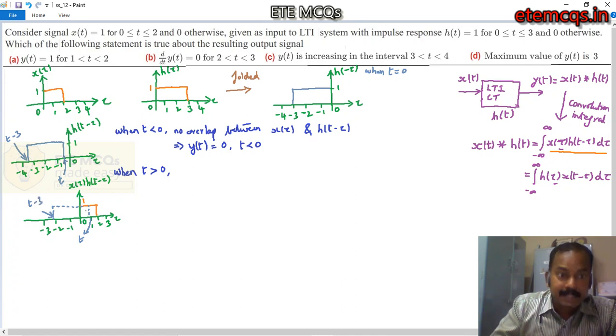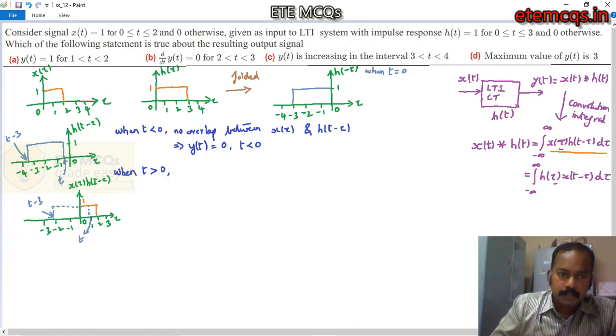You can notice that there is a region of overlap. As long as t is between 0 and 2, there is a region of overlap. Notice that the region of overlap changes when t crosses 2. So you cannot call it when t is greater than 0; better call it when t is between 0 and 2. Because when t crosses 2, the signal h of t minus tau will be lying somewhere between 2 and 3. Then you will have t minus 3 somewhere between minus 1 and minus 2, because the overall duration of the signal is 3.